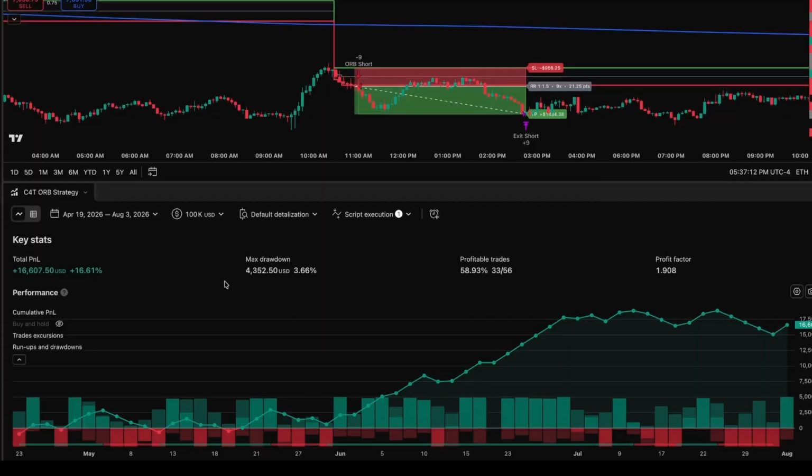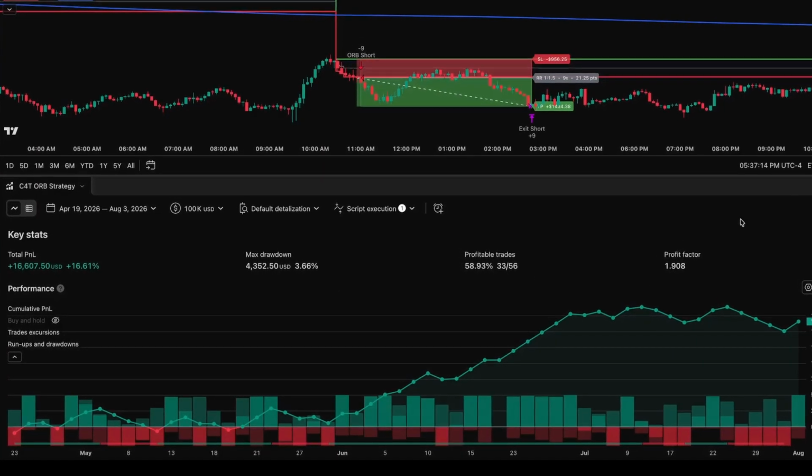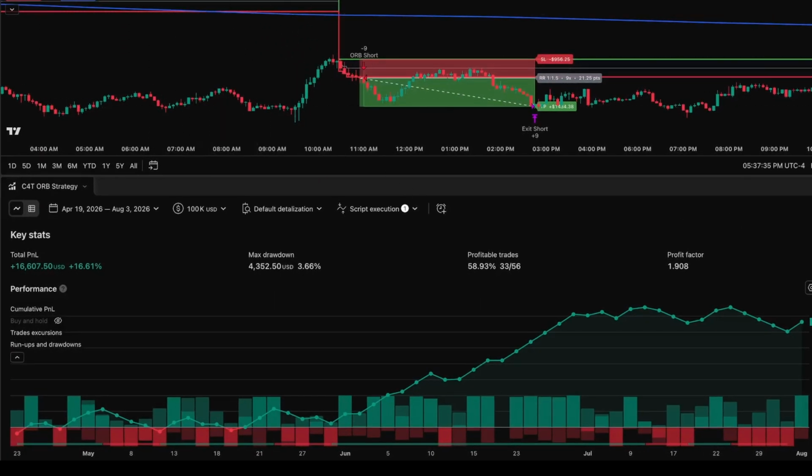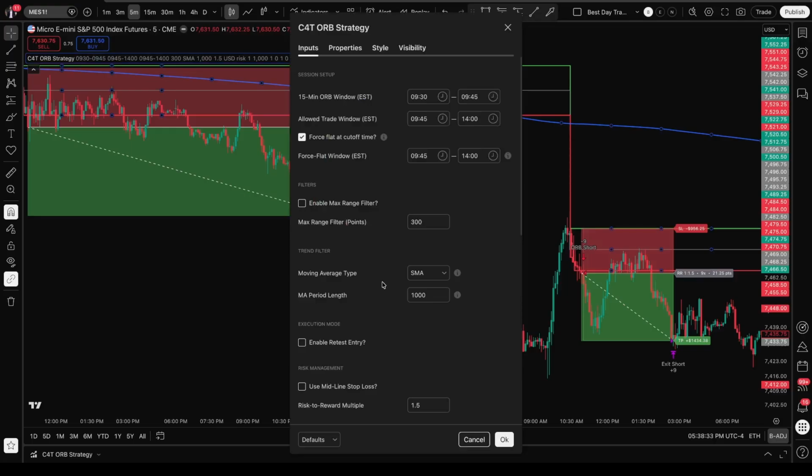Very good setup, very good win rate. It can't get better than this. The best time to trade this on is the 5-minute and in the S&P market. Here are the actual settings for the strategy itself.